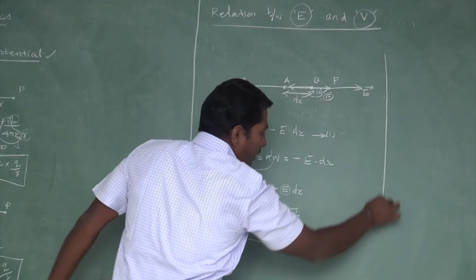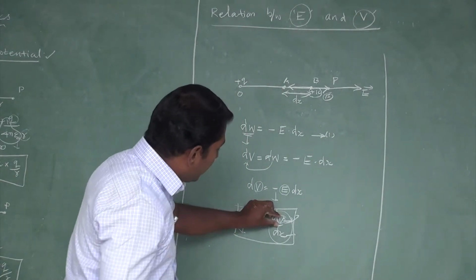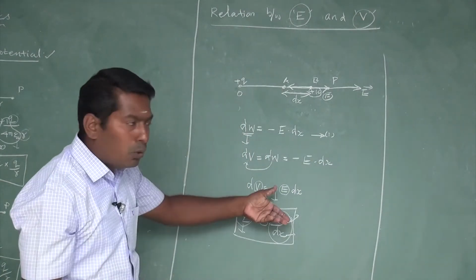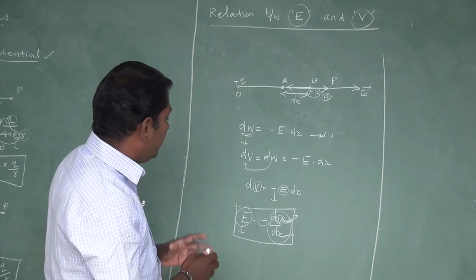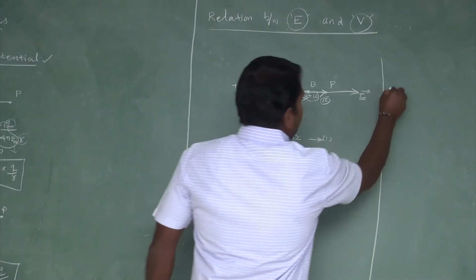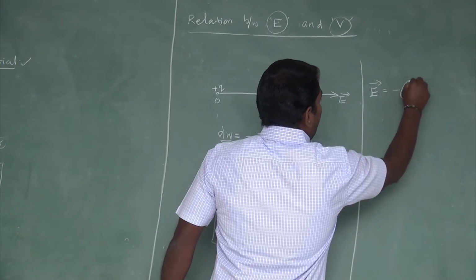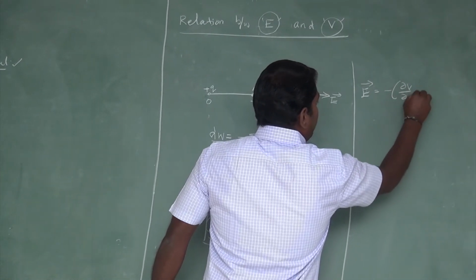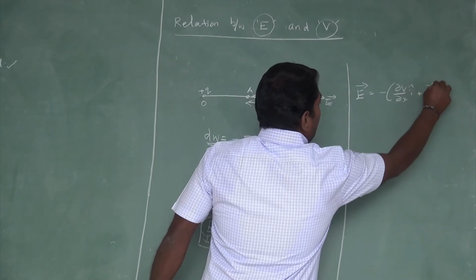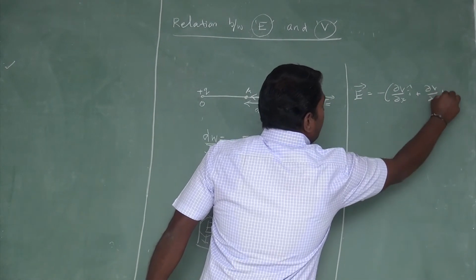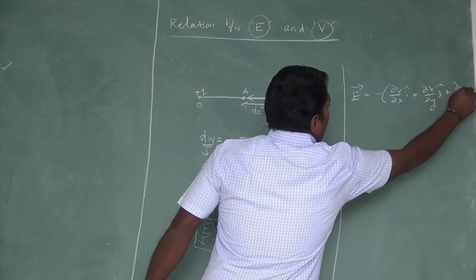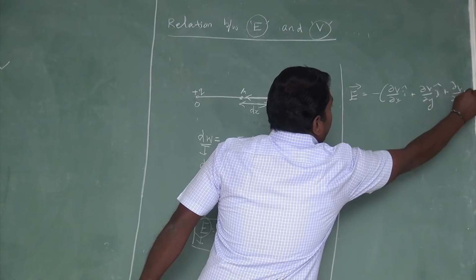expression, where the electric potential varies with respect to three coordinate axes. Then how to calculate the electric field? So E vector is equal to minus of dou V divided by dou x i cap plus dou V divided by dou y j cap plus dou V divided by dou z k cap.